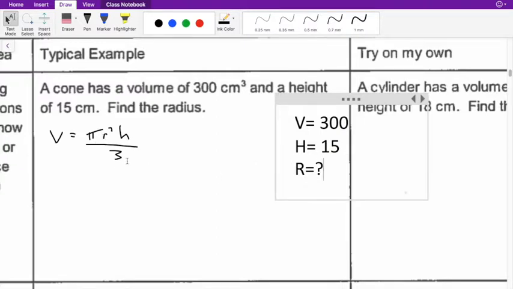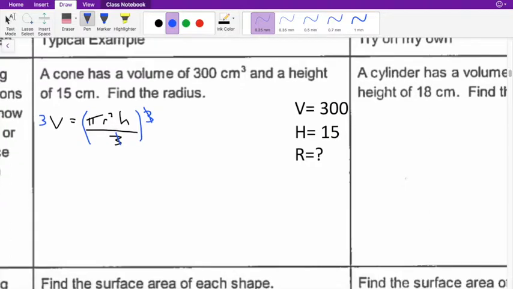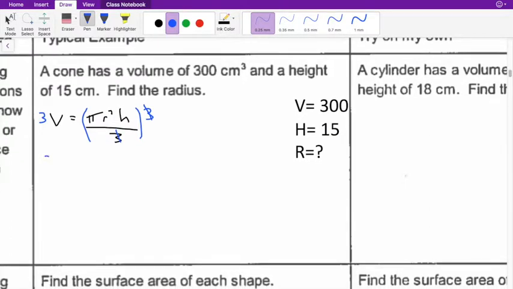So let's rearrange this formula so I just get radius all by itself. The first thing I need to do, and I'll change colors here, is get rid of this 3. Now this 3 right now is a divide. So to get rid of a divide, I make it a multiply. Multiply this side, and that's going to cancel out. Whatever I do to one side, I have to do to the other side. So now I have 3v equals pi r squared times height.